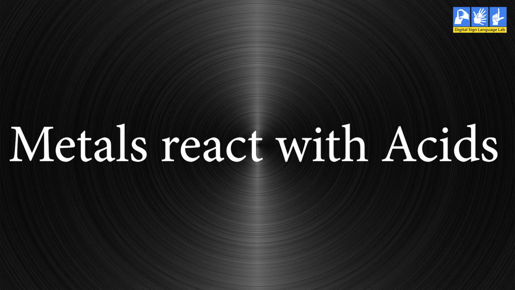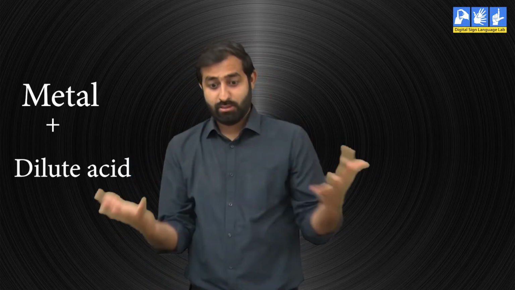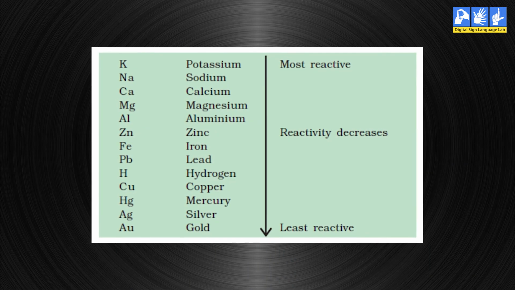Now I'll show you what happens when metals react with acids. When metals react with acids, what is produced? Let's see here. Metals react with acids to produce salt and hydrogen gas. Now let's take a look here.